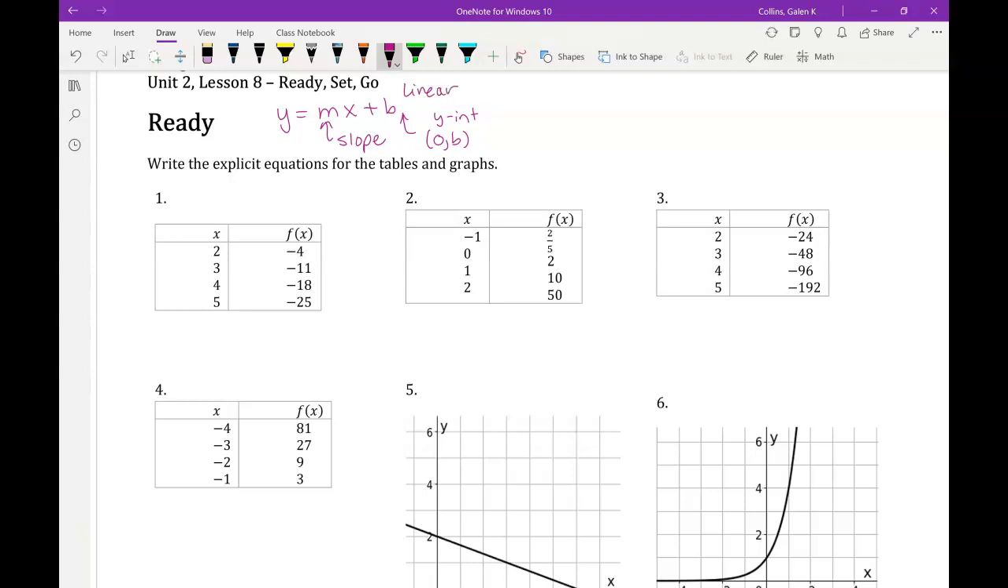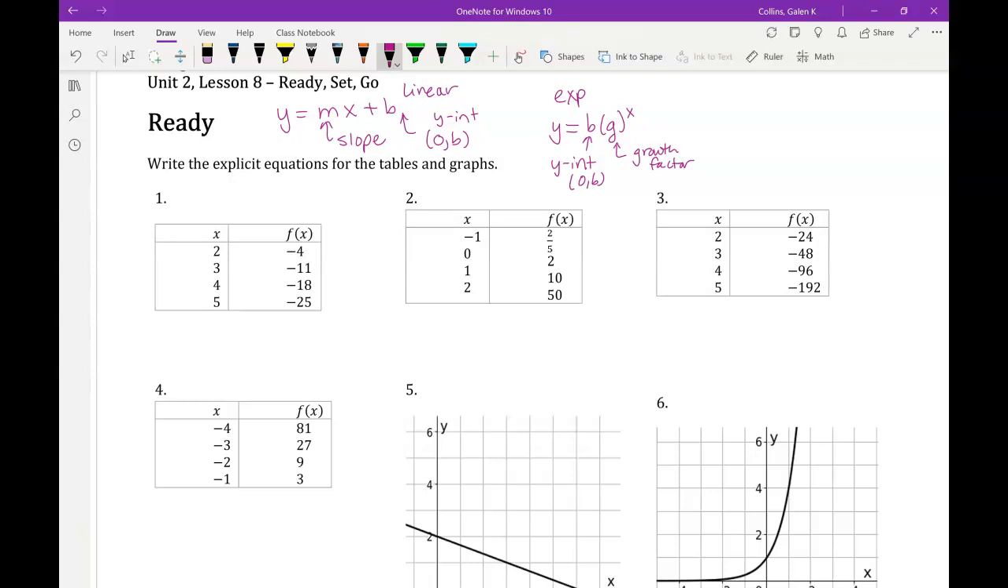For an exponential function or equation, we could write the equation in the form of y equals b times g to the power of x, where b still represents the y-intercept, so (0, b) would be the ordered pair, and g represents the growth factor. And remember, when we talked about geometric sequences, we often call that the common ratio.